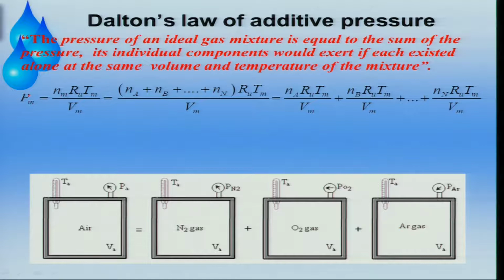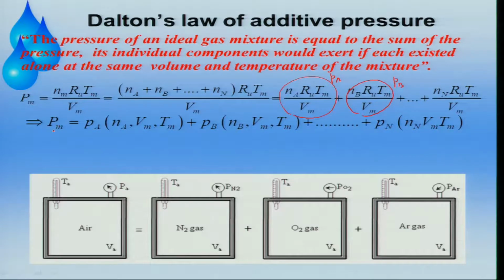If I take the mixture pressure using the ideal gas law, P_m equals N_m R_U T_m divided by V_m, where V is the volume, T is the temperature, and N is the number of moles of the mixture. We know that N_m is equal to N_a plus N_b up to N_n. Then I can regroup and write N_a R_U T_m divided by V_m, and similarly N_b R_U T_m by V_m, and so on. This is nothing but P_a, and similarly P_b, the partial pressures. The total pressure experienced by the mixture is the sum of the partial pressures. For air, it is the partial pressure of nitrogen plus the partial pressures of oxygen and argon. That is Dalton's law of additive pressure.